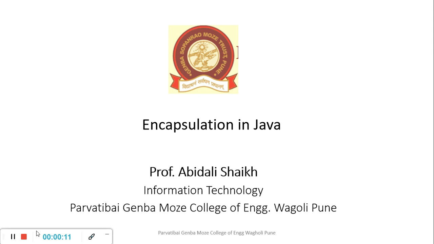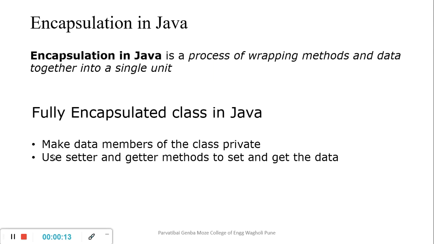Today we are going to see encapsulation in Java. So what is encapsulation? Encapsulation is a process of wrapping data members and functions together into a single unit. Encapsulation is a process of wrapping data and methods together into a single unit. Fully encapsulated class in Java: to make a fully encapsulated class, we have to make all data members private and provide setter and getter methods to set and get the data.